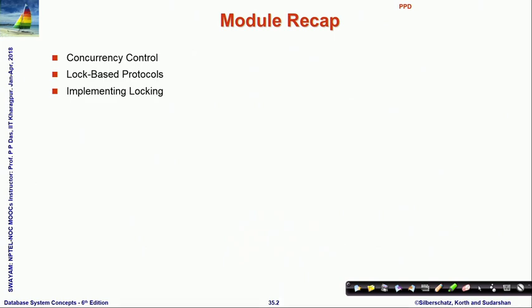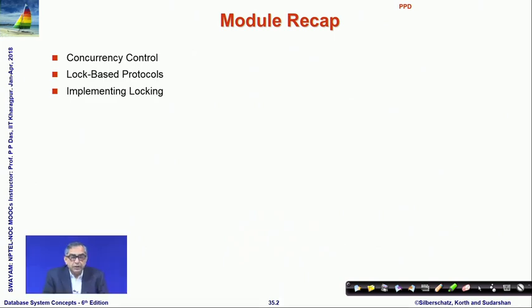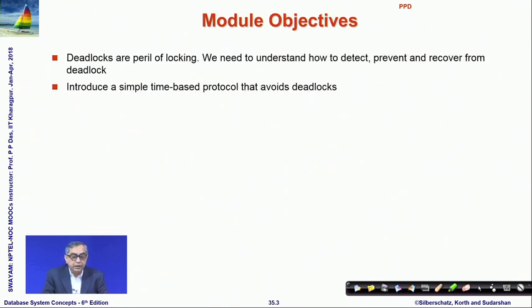In the last module we talked about the basic issues in concurrency control, and particularly about lock-based protocols and how to implement locking in very simple terms. As we have seen, deadlocks are the perils of locking. We cannot do without locking, and if we lock, then deadlocks are almost inevitable. So, since deadlocks are inevitable, there have to be mechanisms to detect deadlocks and recover from them.